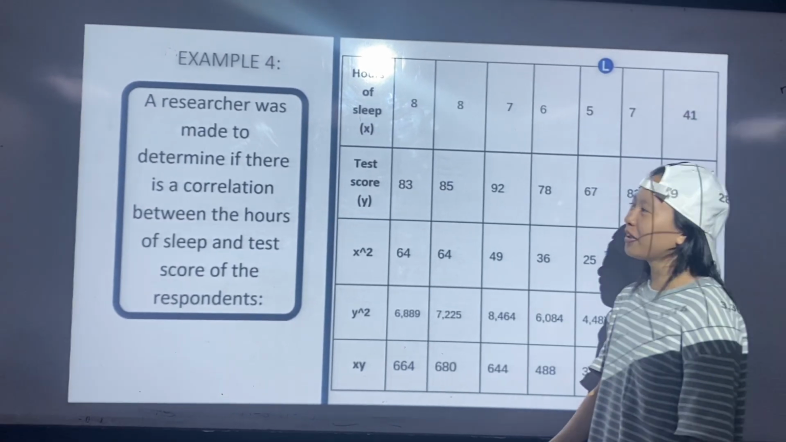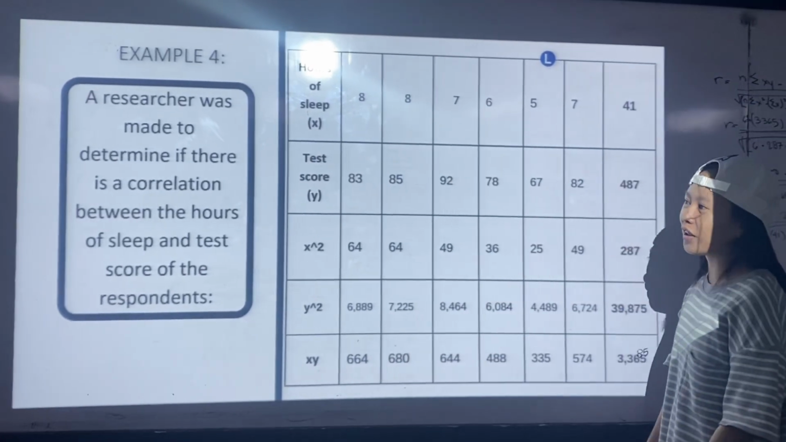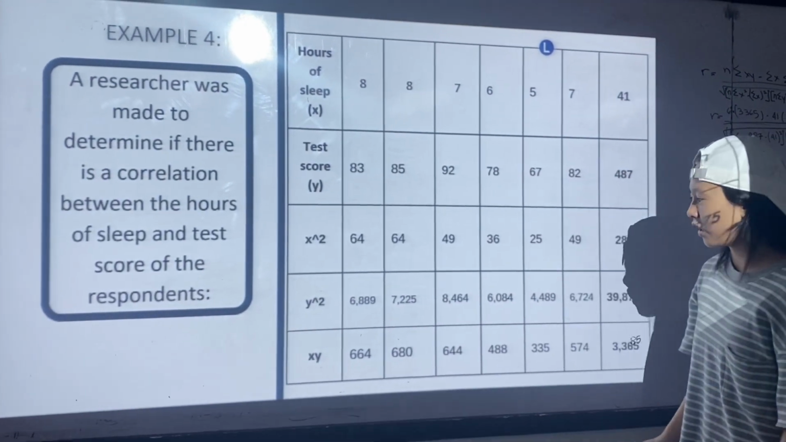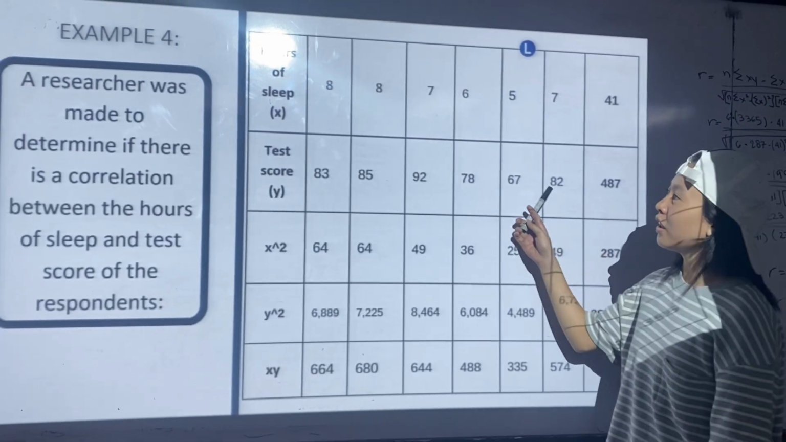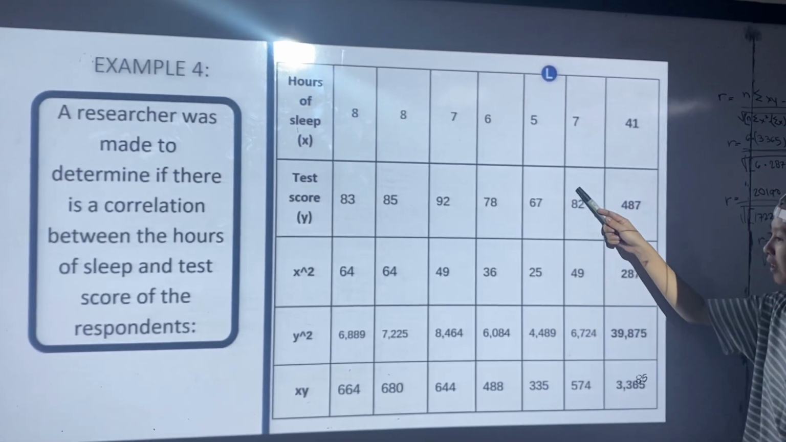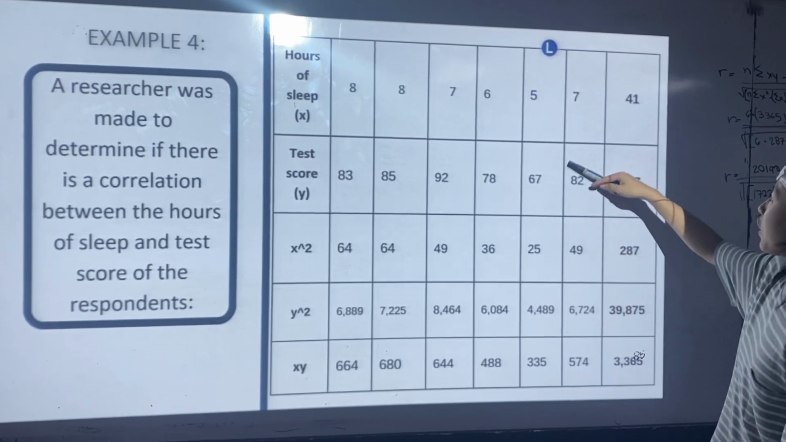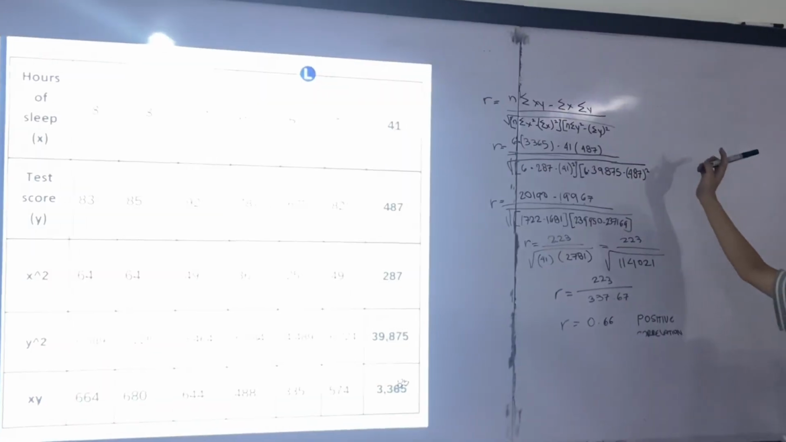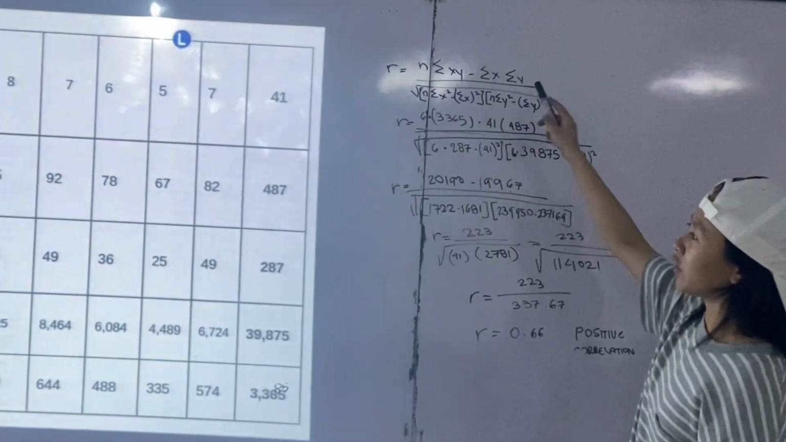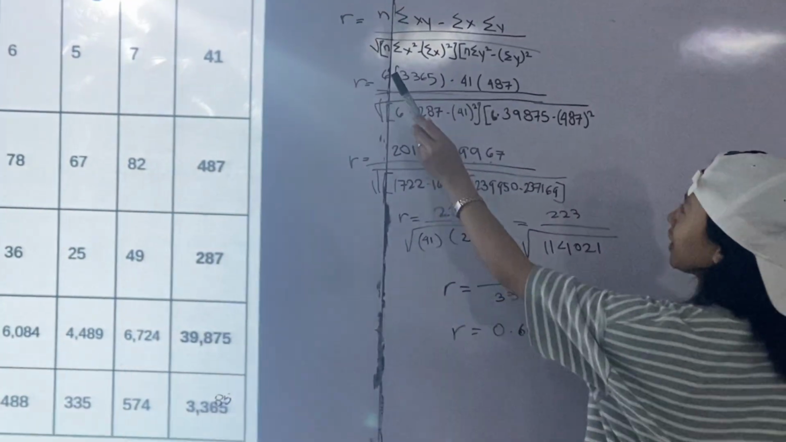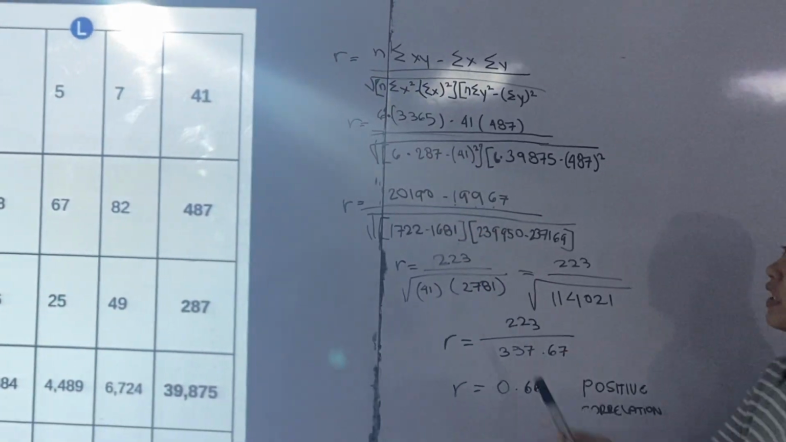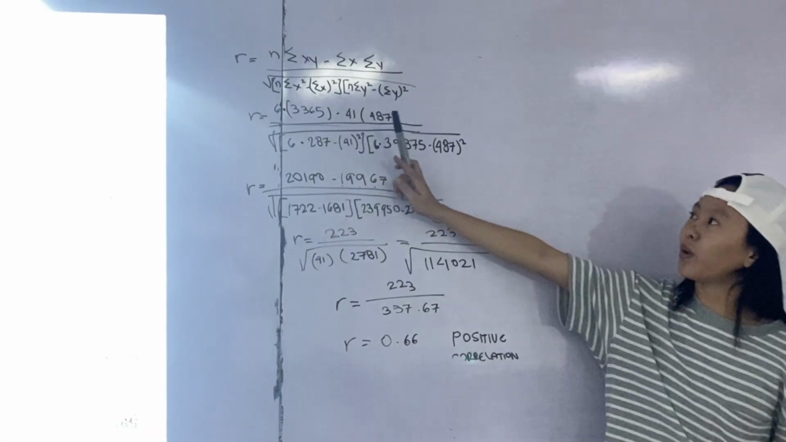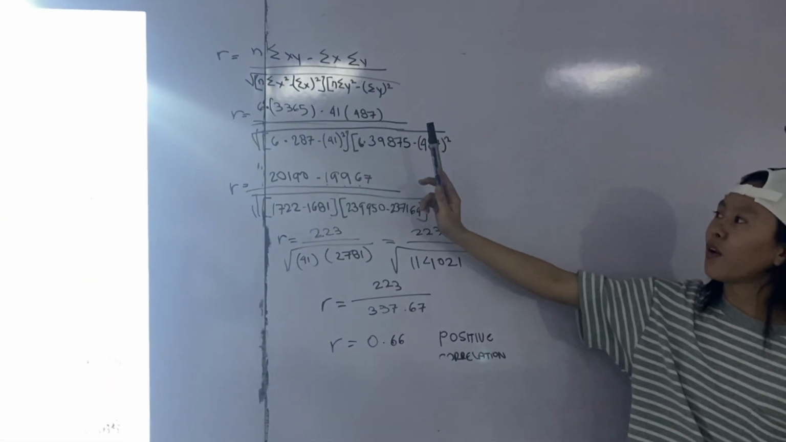So, another example: a research was made to determine if there is a correlation between the hours of sleep and the test score of the respondents. So, here is the completed data table, and we're going to solve that. Just plug all the data into this formula. So, our N is 6. Then the sum of the product of X and Y is 3365, and the sum of X values is 41, and the sum of Y values is 487.